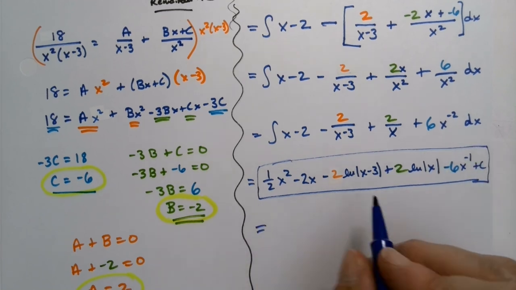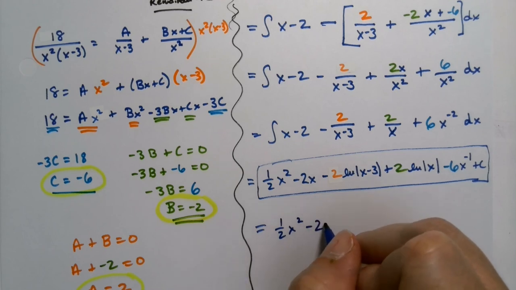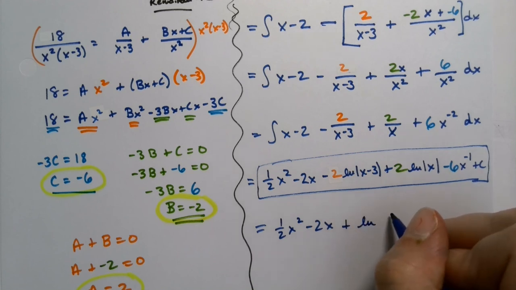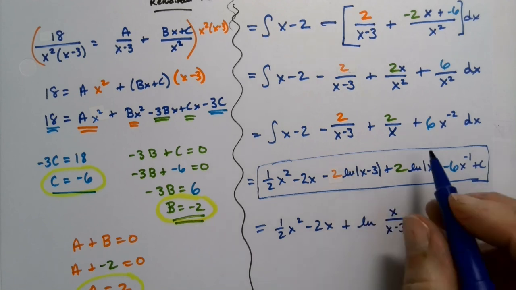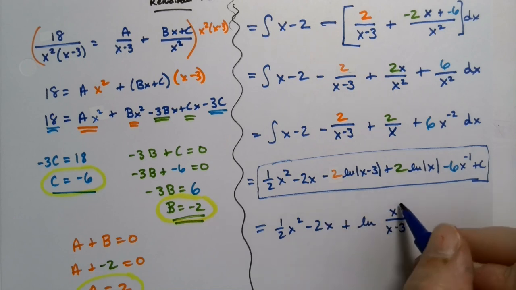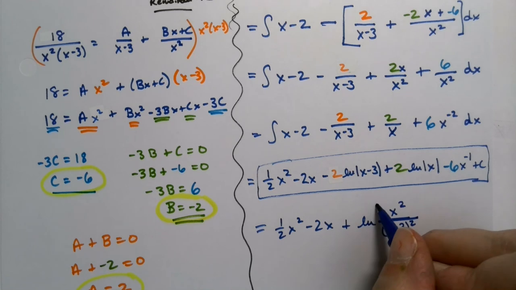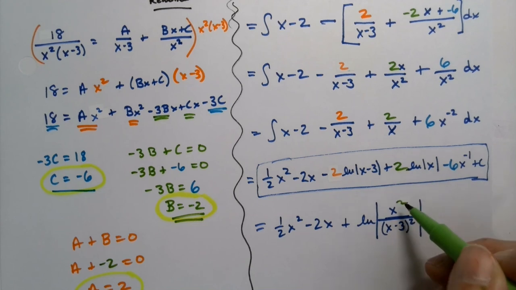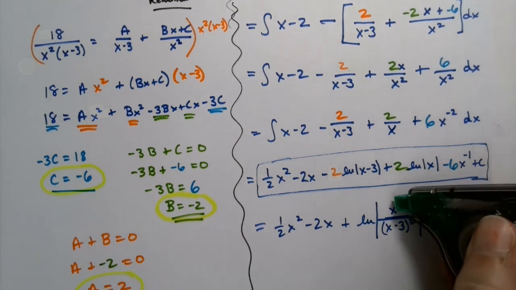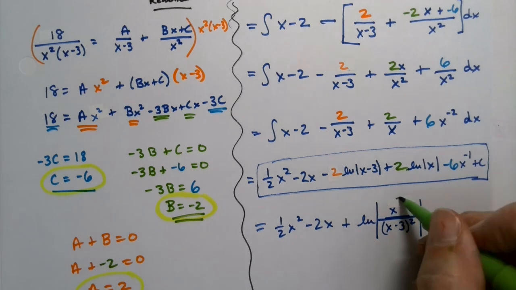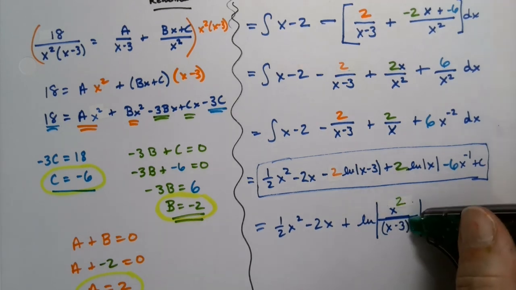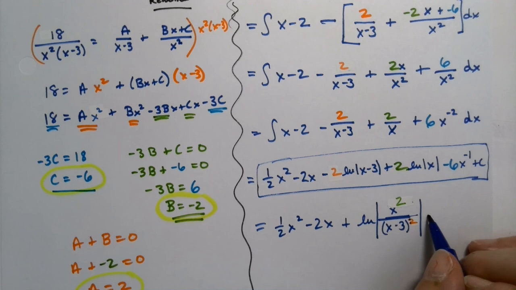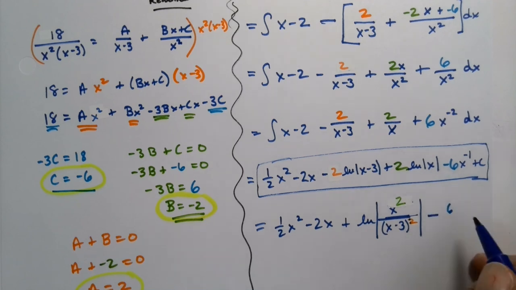Now, if you want to clean it up a little bit, it's 1/2 x squared minus 2x. These two would be the natural log of x over x minus 3, because this is subtraction and that's addition. But it'd be x squared over x minus 3 squared, in absolute value. This squared comes from the green 2. That 2 right there is squared. And then this 2 right here would be like that. And then minus 6 over x plus c.